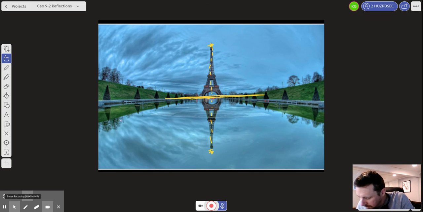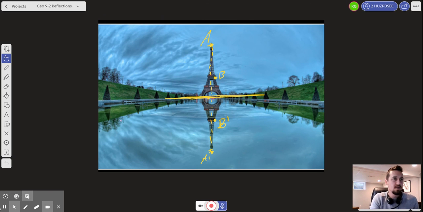And any other point on this tower, we would name this maybe point A, this would be point A prime, this might be point B, and then point B prime would be here. And you can see how each point is the same distance from that line of reflection, and how the original orientation of the Eiffel Tower is obviously right side up, but the second orientation there is upside down.